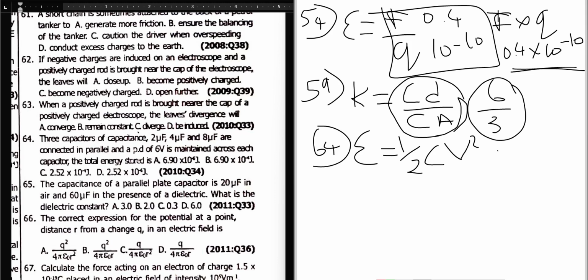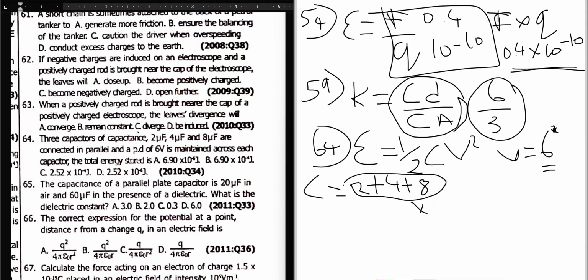We already know the V. V is equal to 6, so you just have to square it. So that's that for that. Now, what are we going to get for C? C will be equal to 2 plus 4 plus 8. When you get this answer, you add times 10 raised to the power minus 6 because of the micro before the farad. All right, so that's that.